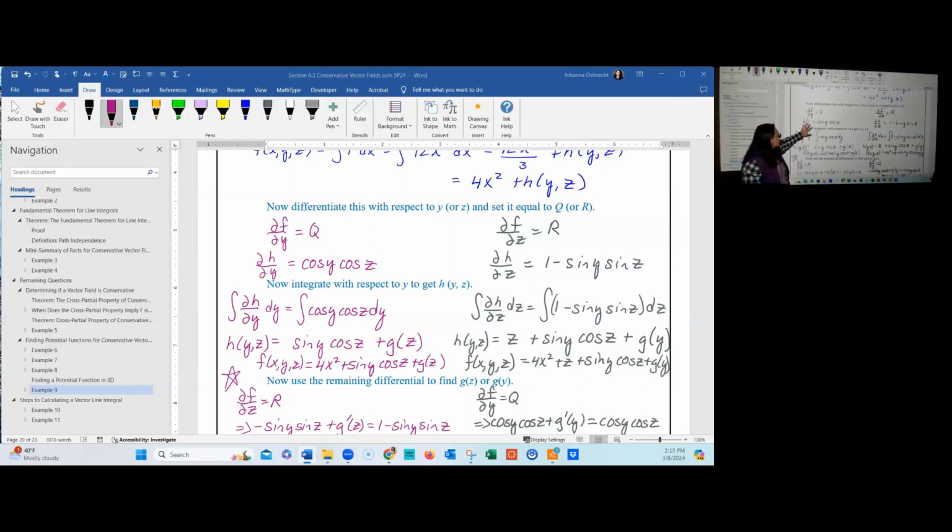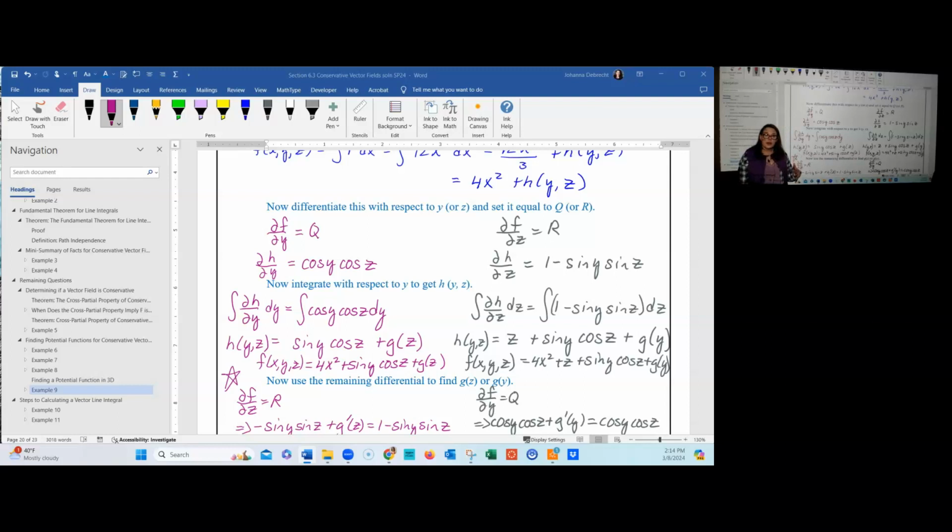Now that I know that the partial of h with respect to y is cosine y cosine z, I can integrate both sides with respect to y to get a handle on another function, g as a function of z. When I integrate, this will give me h as a function of y and z, which is the integral of cosine y cosine z dy. The integral of cosine of y dy gives me sine of y, and cosine of z repeats as a constant factor. I could also have a function of z only as my constant term. Then I rewrite the potential function 4x squared plus h of y and z as 4x squared plus sine y cosine z plus this function g as a function of z.